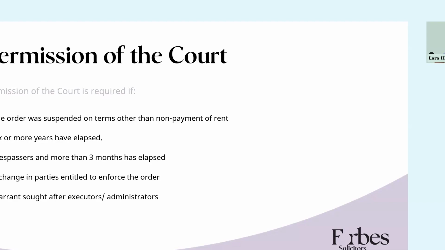Also, where there has been a change in the parties entitled to enforce the order, so for example by a death or otherwise, then you will need the court's permission. And also if there has been a death and the warrant is sought against the executors or administrators, those are sort of the anomalies really. More often than not, if it's a straightforward rent case, you don't need the court's permission. But for example, if it's an antisocial behaviour case, you will need the court's permission for breach of the suspended order.